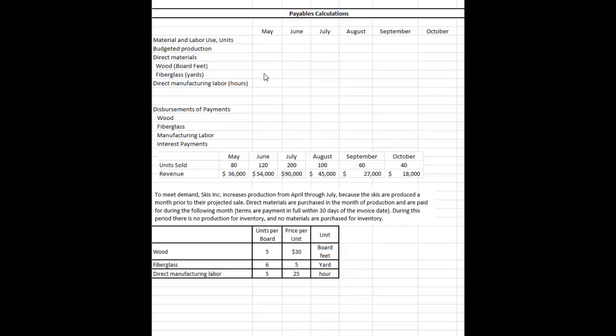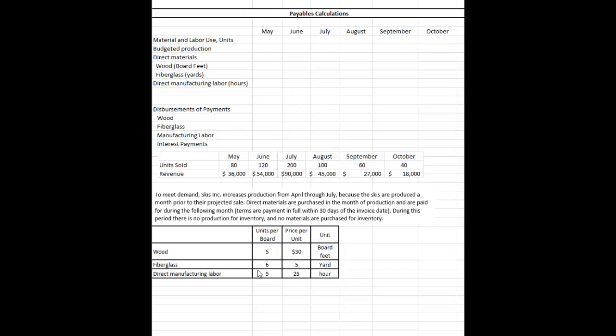So what we're going to look at here, we have payables that arise from many different reasons. We buy wood, we buy fiberglass, we pay for labor. We also have an interest payment that we'll deal with in a little bit. But the idea is that we don't pay cash typically up front when we buy products from vendors. We typically negotiate payment terms, and that benefits our cash flow. And so when we're creating a cash budget, we've got to stagger all of these payments according to the terms.